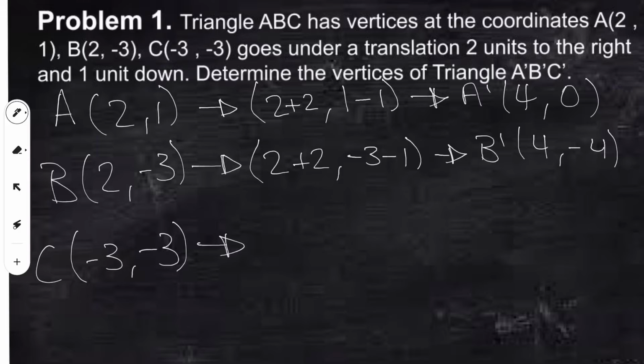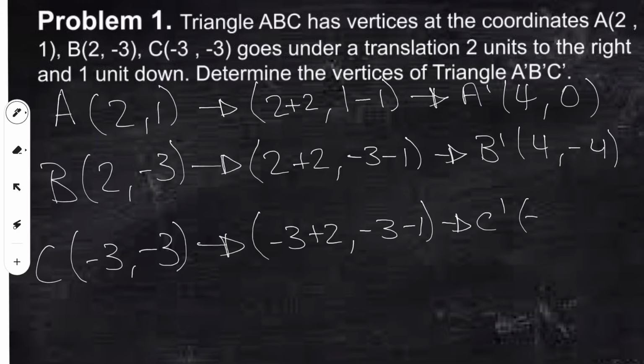And last but not least, C prime, we're looking for C prime. We translated 2 units to the right, so it's negative 3 plus 2. And 1 unit down, so it'll be negative 3 minus 1, which gives us C prime.